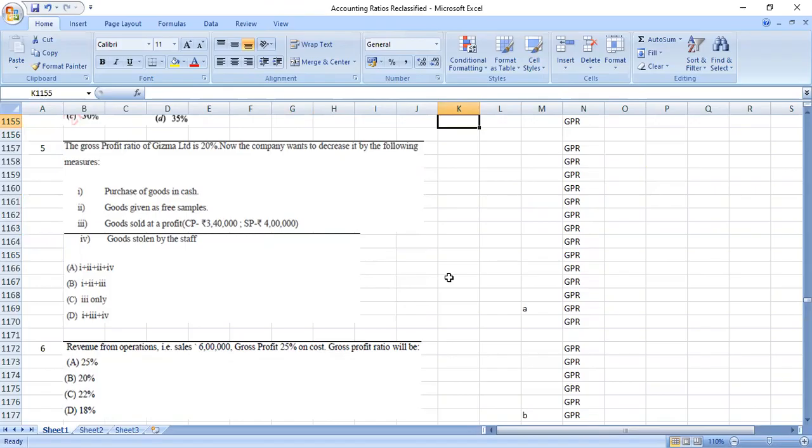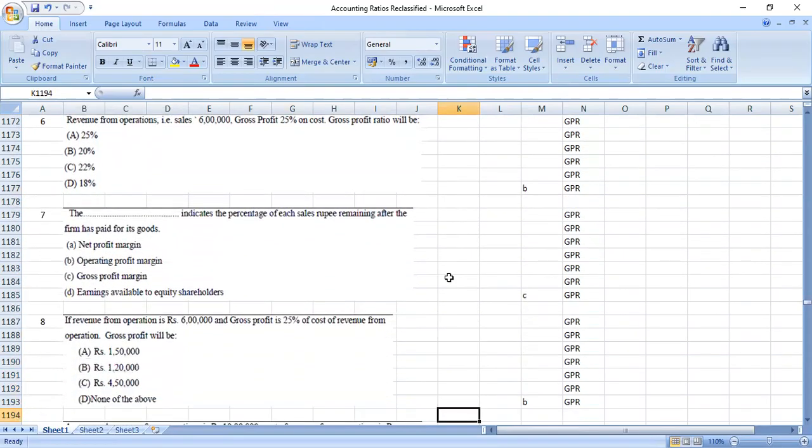Actually, this question is nonsense. 3 definitely is not the answer. 3 is not even one of the choices. But purchase of goods for cash, this is nonsense. This is a wrong question, my dear children. Ignore it. Sixth question, revenue from operation.